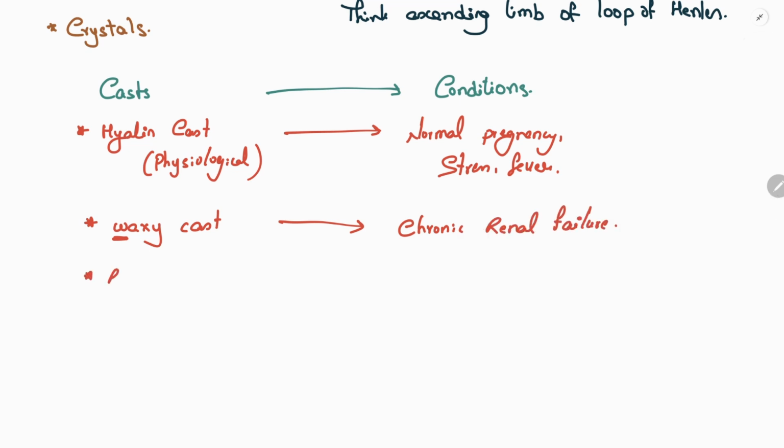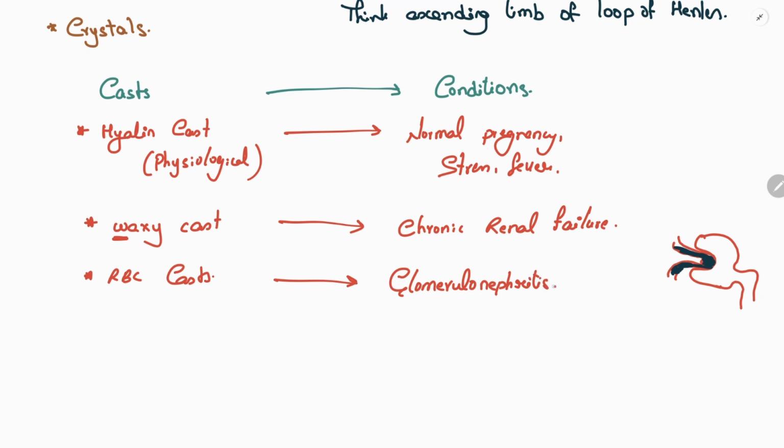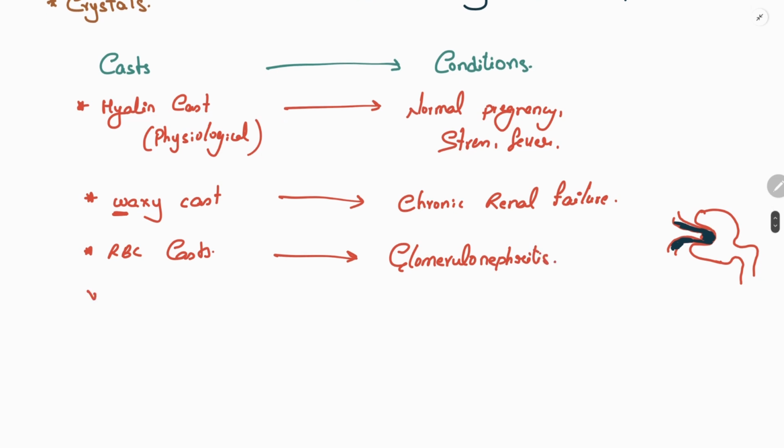Next one is RBC cast. This is the nephron. RBCs are mostly present in the glomerulus. So any disease in which the glomerulus is involved has a chance of getting RBC cast in the urine. So the disease is glomerulonephritis. This is the disease in which the glomerulus is getting affected. Next one is WBC cast. This is generally seen in pyelonephritis.